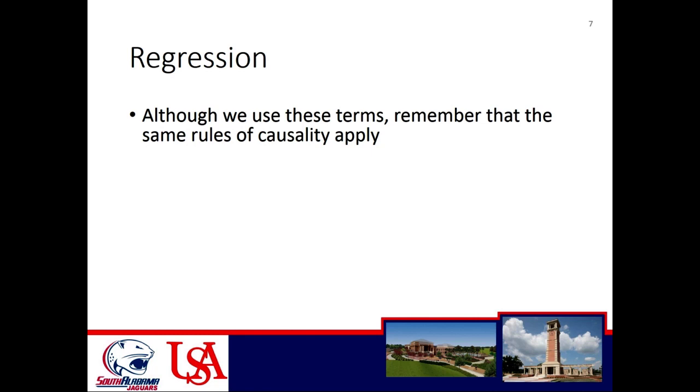So remember, as we move forward, that although we use these terms, predictor and outcome, the same rules of causality that we discussed last week with correlation apply. Correlation is not equal to causation, and just because you get a significant result with regression doesn't necessarily mean one predicts the other. With regression, you could get a significant result, but if you don't satisfy the other requirements for causality, it might not mean that they're causally related.